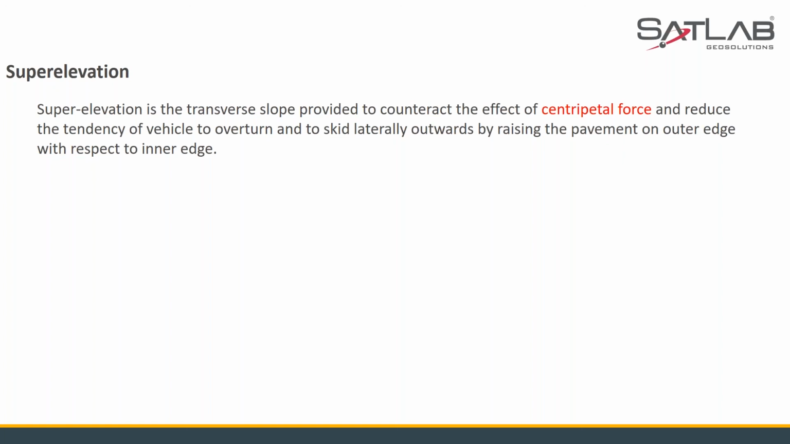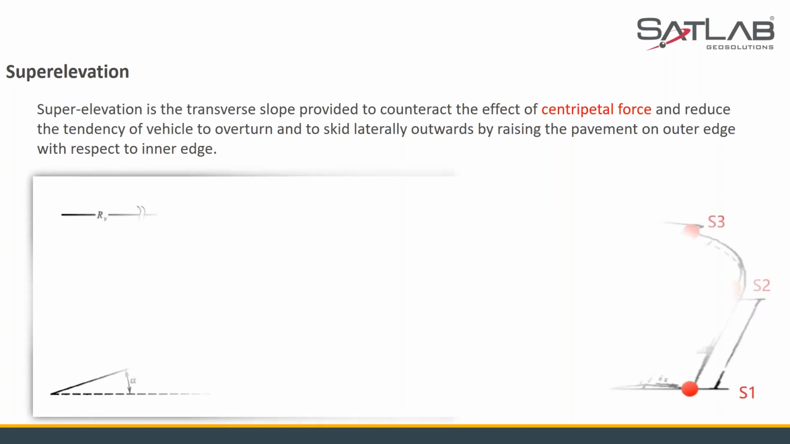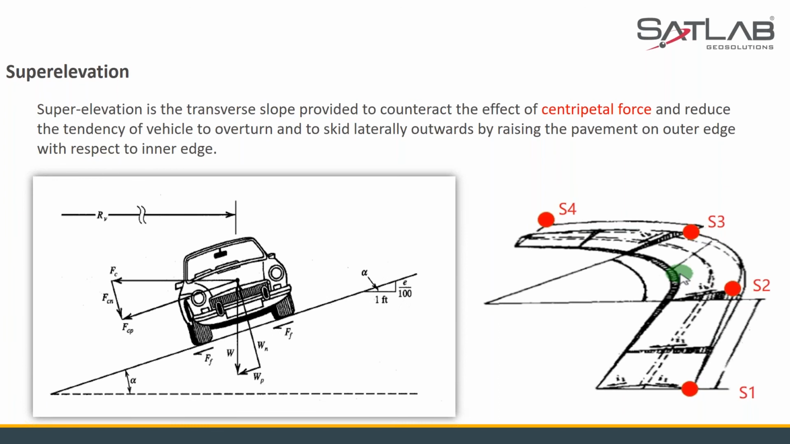So how can we do that? Super elevation, in layman's language, is just the banking of the roads where one side goes up and the other one remains the same, just to counteract the effects of centripetal force. As you can see, to balance the centripetal force, which will reduce the tendency of the vehicle to overturn or skid. So let's see the super elevation. This is beautiful right now here.